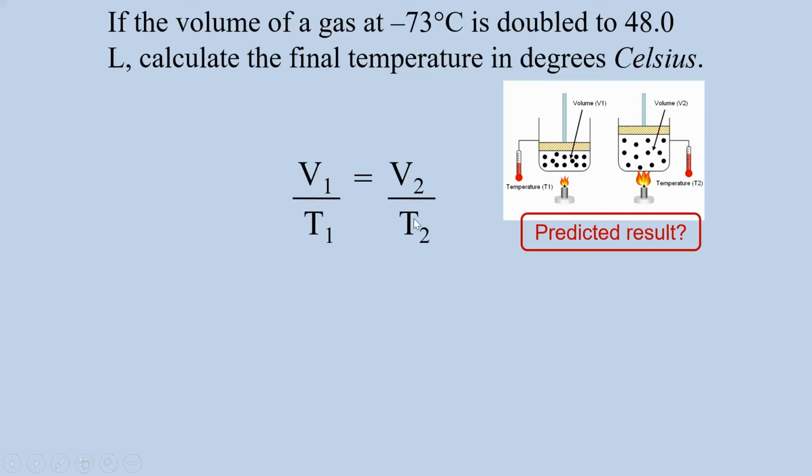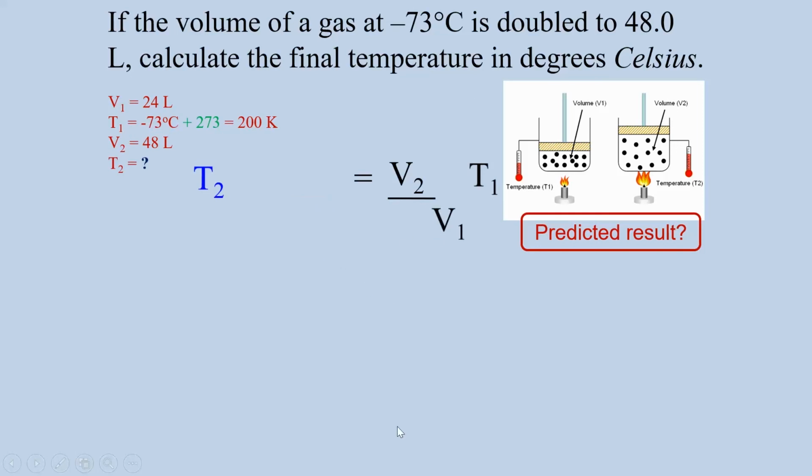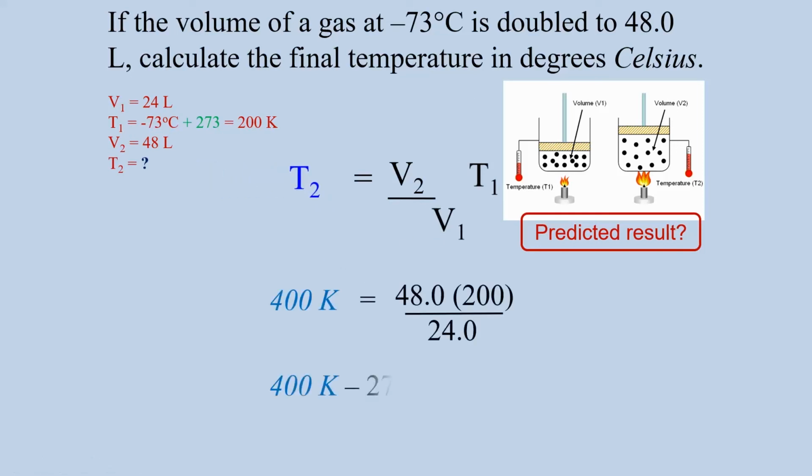So we're looking for T2 here. So we bring that up, and then we have to get rid of all this stuff to get T2 by itself. That's some math for you all. So bringing that up, getting rid of the T1, and then getting rid of the V1. Then we're left with our answer. So then we can plug in all these values, and we get 400 Kelvin equals 48 times 200 over 24. Just plugging in these values.